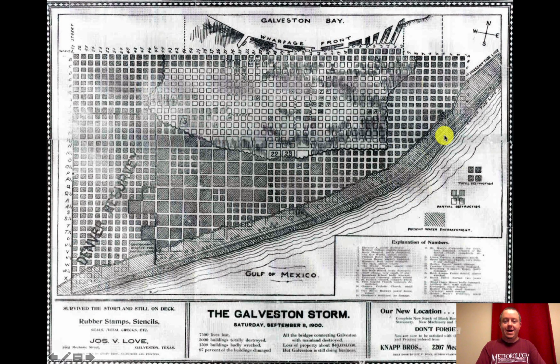Here's a map of the damage. Here's Galveston Island. You can see all that debris and everything got pushed up, and it kind of made like a levee.